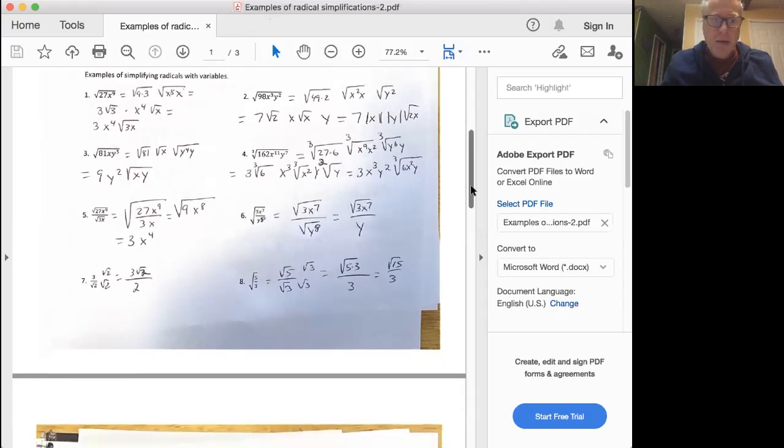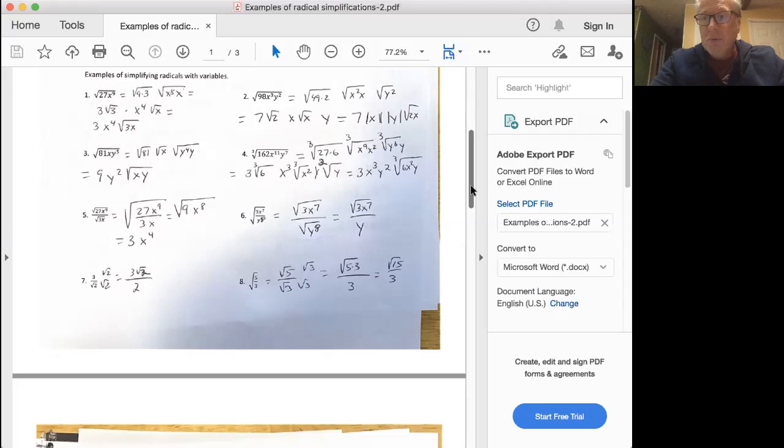So in number 3, we have the square root of 81, x, y to the 5th. So going through the same process, I do the 81 first. The square root of 81, well, 81 is a perfect square. It's 9 squared. So the square root of 81 is 9. The x, it's x to the 1st.